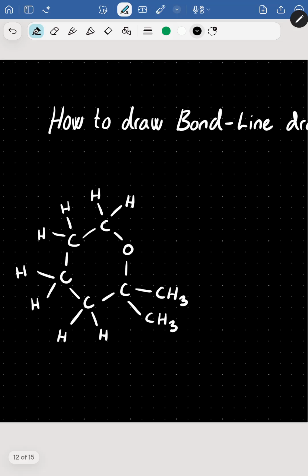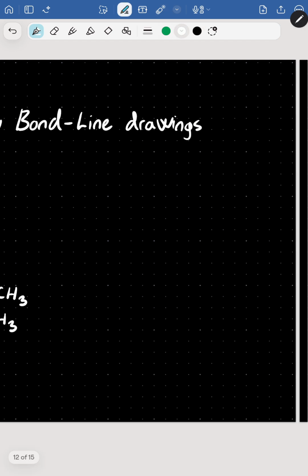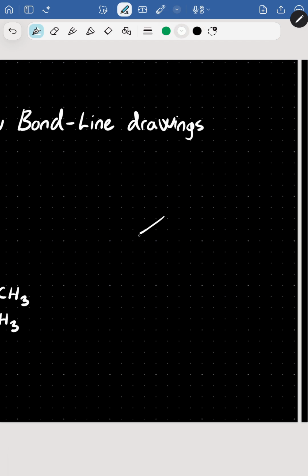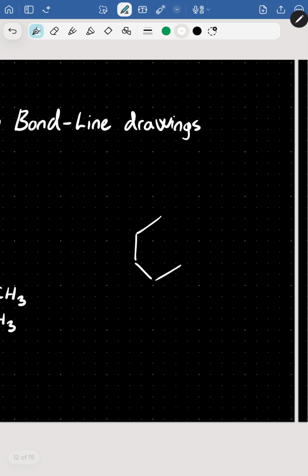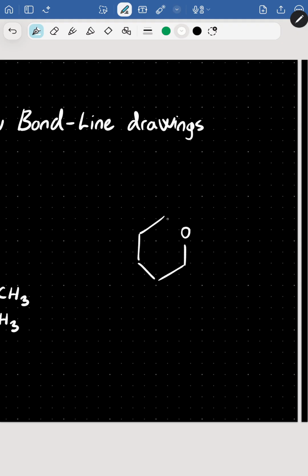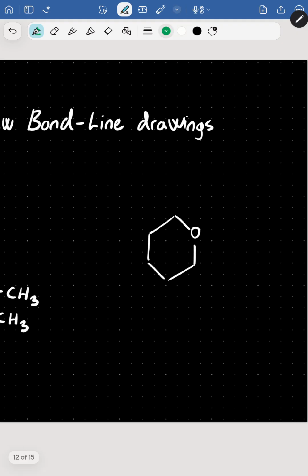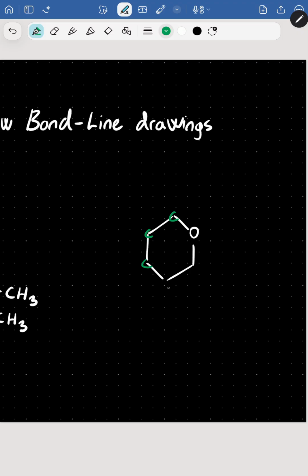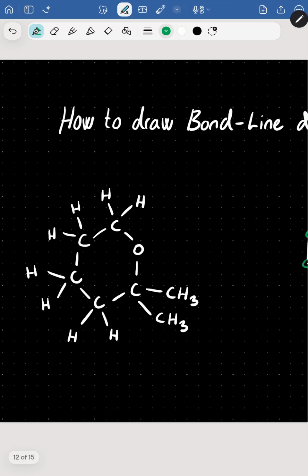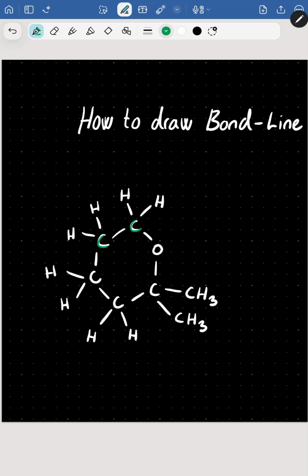So it has 1, 2, 3, 4, 5 carbons. All right, and it has oxygen in it. So we're gonna do this. It has 1, 2, 3, 4, and then an oxygen right here. So it's gonna be 1, 2, 3, 4, 5. Yep, that's right.